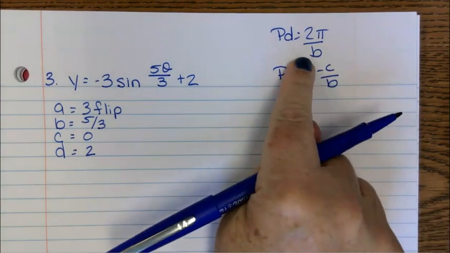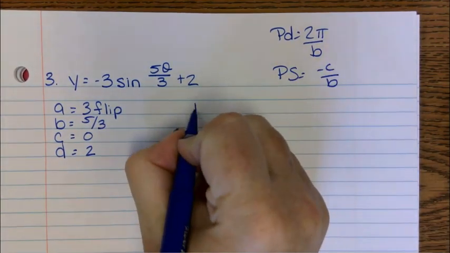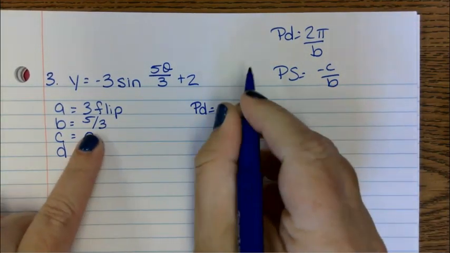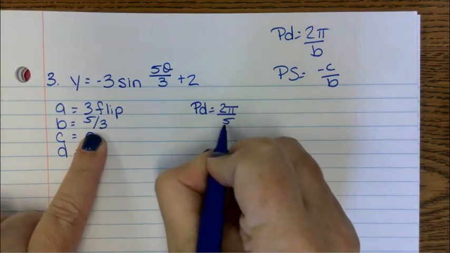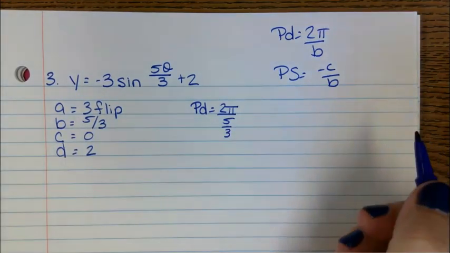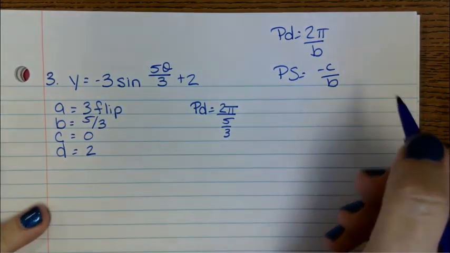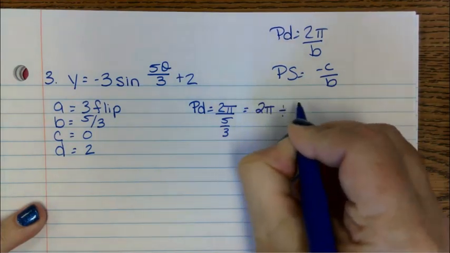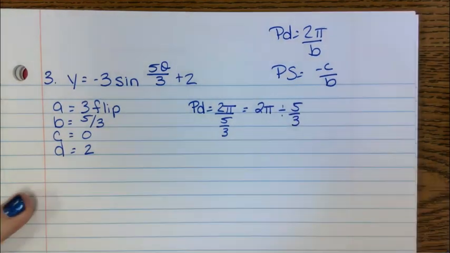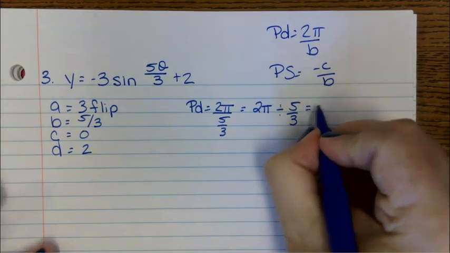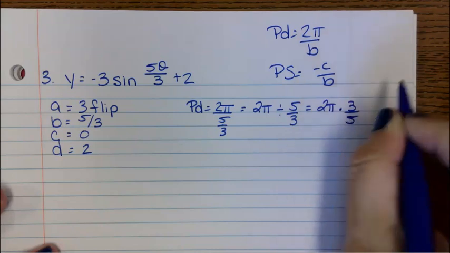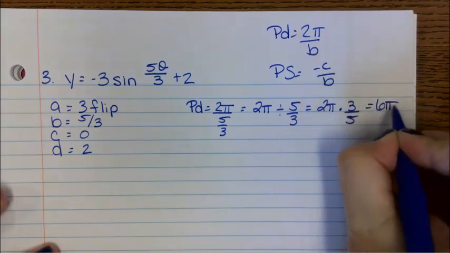Okay, here's the formula for period. So 2 pi over B. So over 5/3. And I don't know about you, but this is ugly. So what I'm going to do is rewrite it old school. Divide it by 5/3. And we're going to keep, change, flip. So keep, change, and flip. And I get 6 pi over 5.